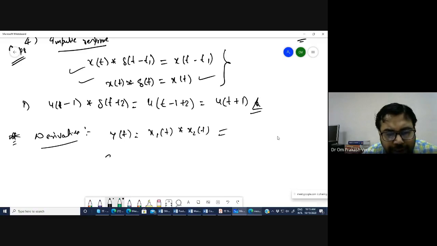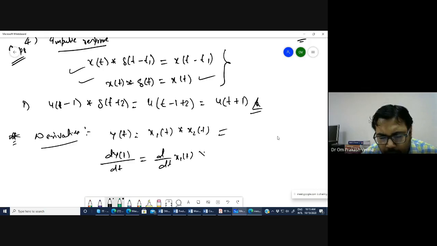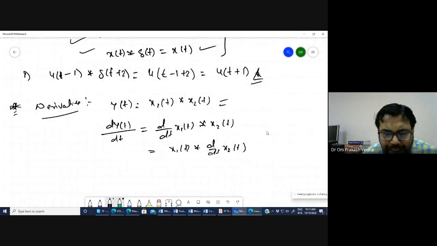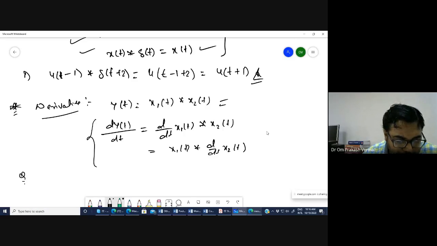So when you take the differentiation of d by dt of y(t), it gives either d by dt of x1(t) convolved with x2(t), or x1(t) convolved with d by dt of x2(t). Always remember, you can utilize this property: if you take the differentiation of the output, you take the derivative of one of the inputs and then convolve it with the other input, right?